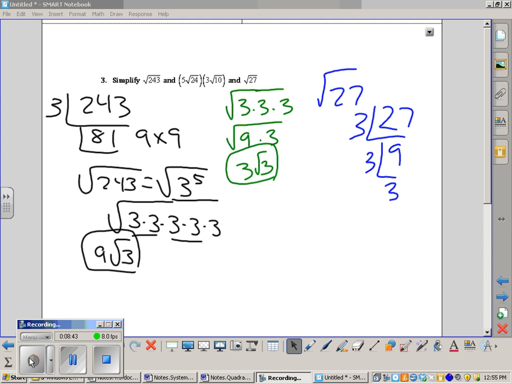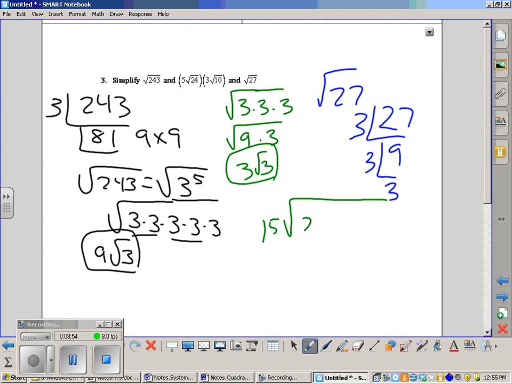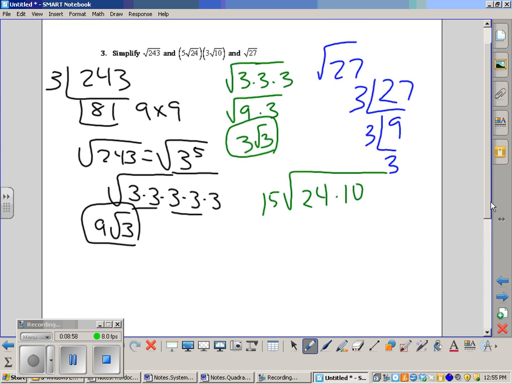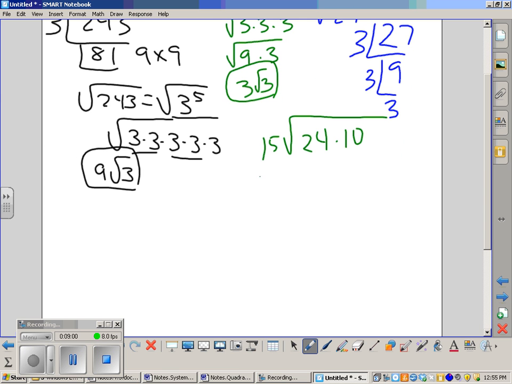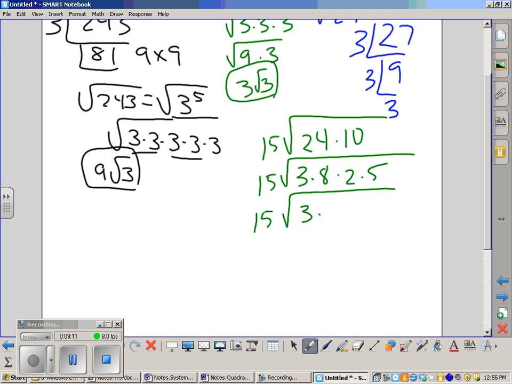Okay, last one. Last one's hard. The last one, I'm going to have to go really slow here. On the outside, you have 3 times 5, that's 15. On the inside, we have 24 times 10. Make sure I wrote that right. Looks good. So let's just break this down ourselves. So 24 is 3 times 8. 10 is 2 times 5. We get 3. Now 8 is 2 times 2 times 2.